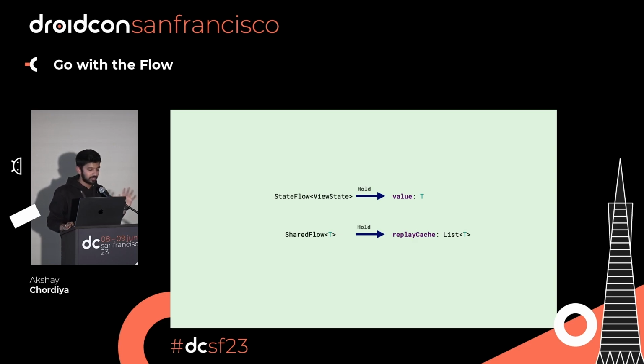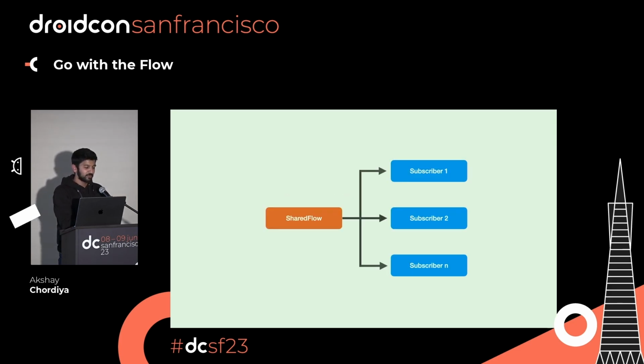Like I said, it's very similar to state flow. It holds the current value. It actually holds a list of current values in the form of a replay cache. So state flow can only hold one value, while shared flow can hold a list of values. Essentially, state flow is a shared flow with a replay value of 1. That's pretty cool, how they inherit each other. I mean, state flow inherits shared flow. Similar to state flow, shared flow can be shared among multiple subscribers. It remains in memory forever, even though there are no subscribers listening to it.